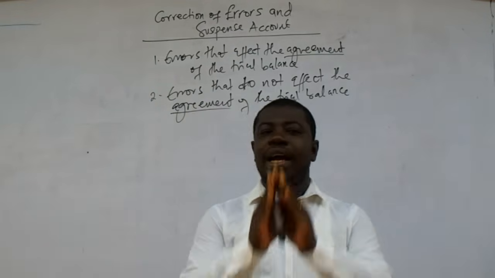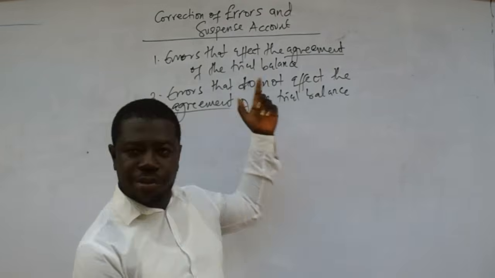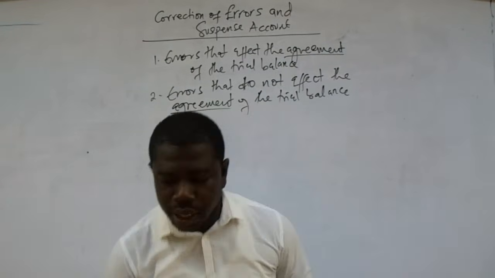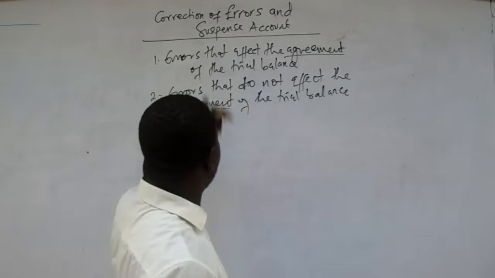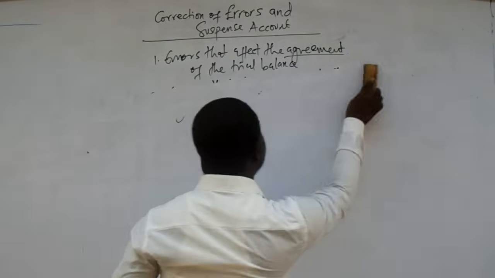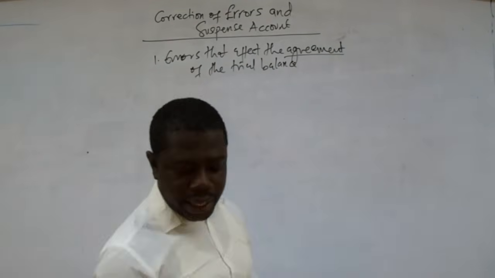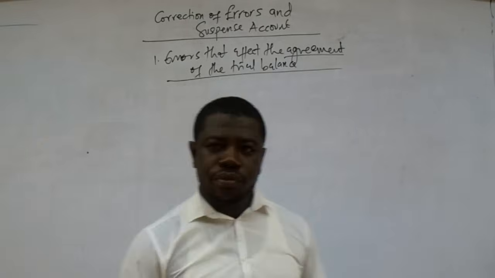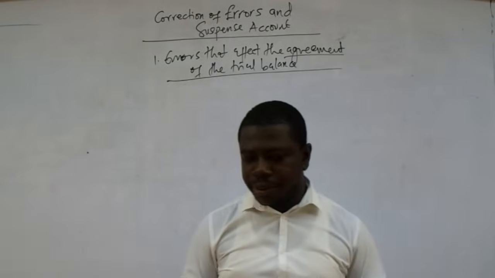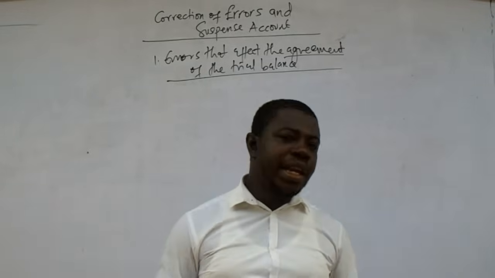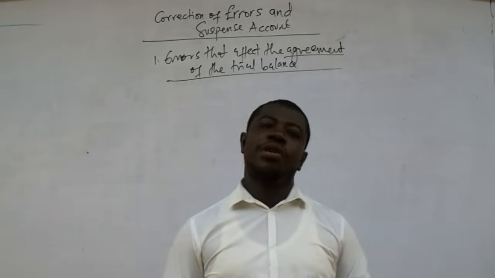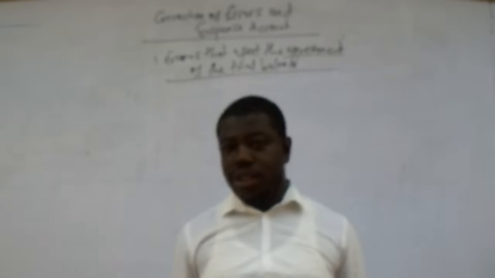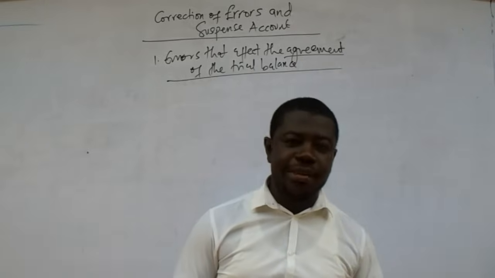Now, some of them are classified under errors that affect the agreement of the trial balance, and some of them are errors that do not affect the agreement of the trial balance. And so what we are going to do is that we are going to first of all take the errors that affect the agreement of the trial balance and try to understand them very well. I'll talk about four main errors here that affect the agreement of the trial balance. Later, I will talk about any possible error that may not have a name or may not have been named in my four.